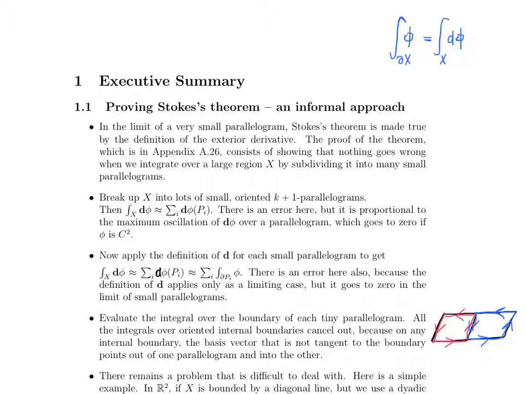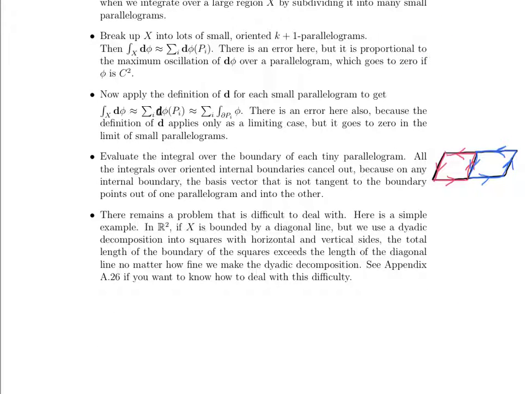And this happens no matter what, because the basis vector that is not tangent to the boundary points out of one parallelogram and into the other. So you know that on any interior boundary side of these parallelograms that are shared with another parallelogram, if all these parallelograms are oriented the same way, the internal boundary contributions will cancel out, because whatever they contribute to one parallelogram, they contribute the exact opposite sign to another.